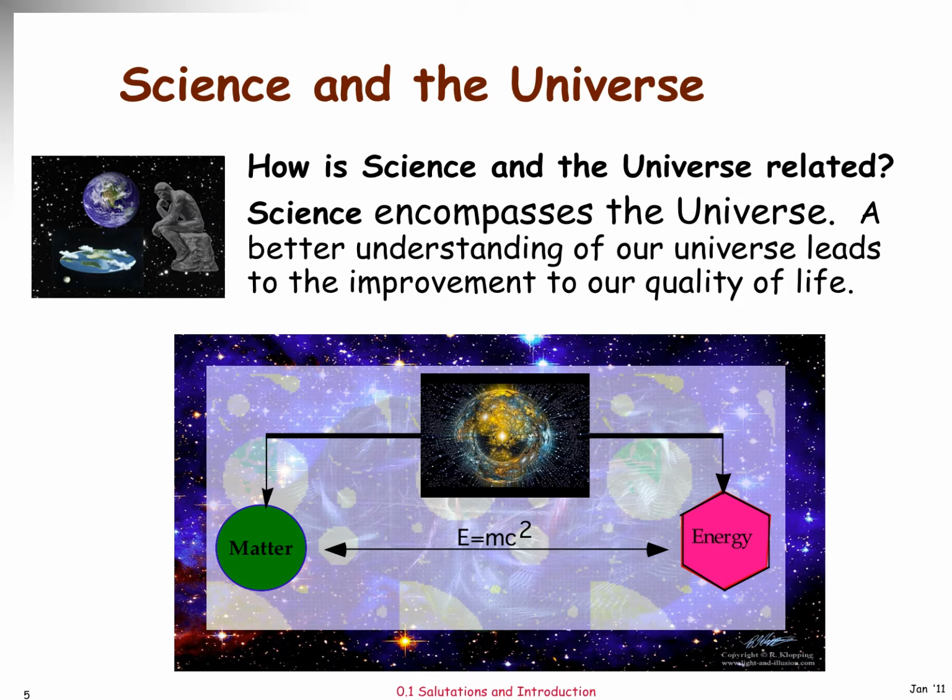Science and the universe. How are science and the universe related? Well, science encompasses the universe. A better understanding of our universe leads to the improvement of our quality of life. If you think of our universe, there's really just two main entities. Setting aside the spiritual aspect, you can break the universe into matter and energy. Matter, like your desk, your computer, and energy, the light that you see or the heat that you feel. These two, matter and energy, are related by Einstein's famous equation, E equals mc squared.